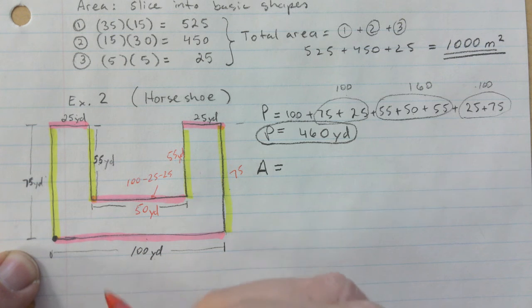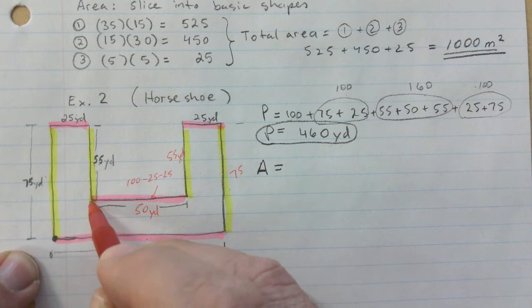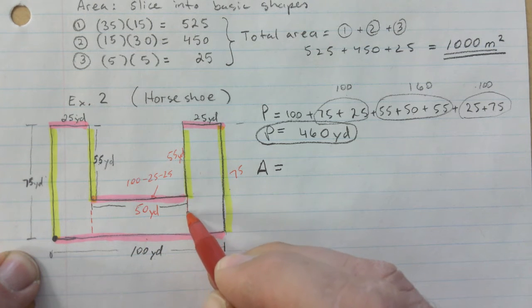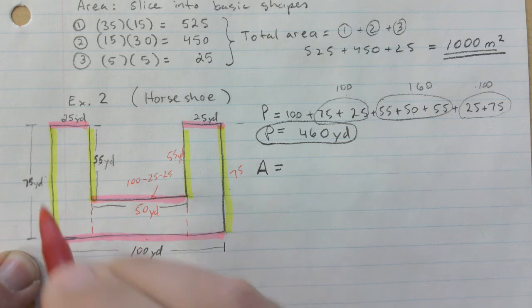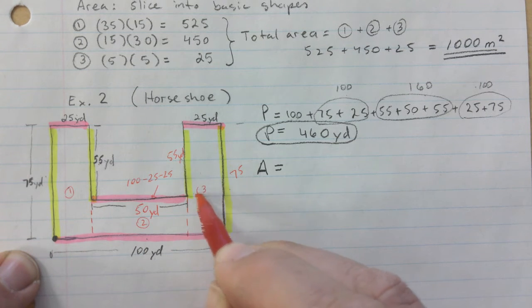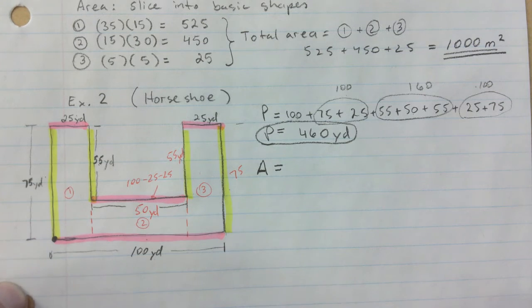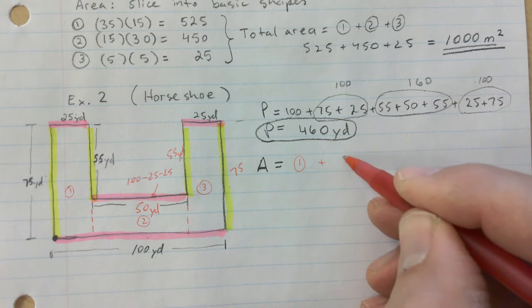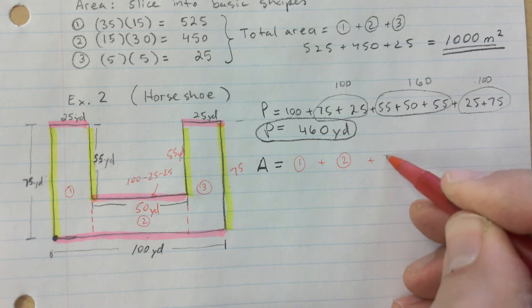I'm going to cut it. You have to be careful. Sometimes you have to be careful how you cut it, but I'm going to cut it right here. Okay, so I'm going to call this 1, 2, and 3. So the area will be finding the first one plus the second one plus the third one.